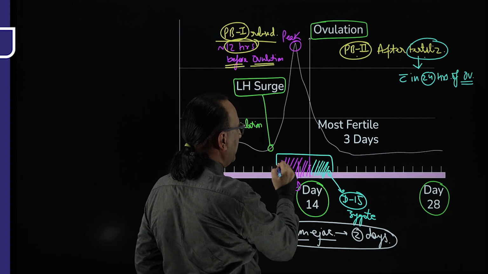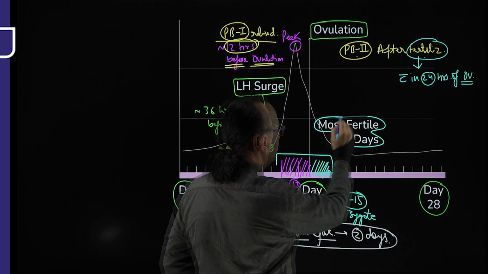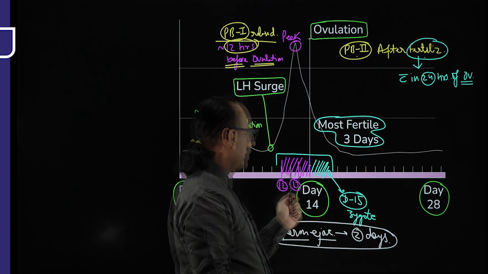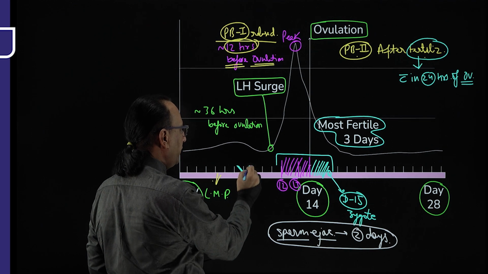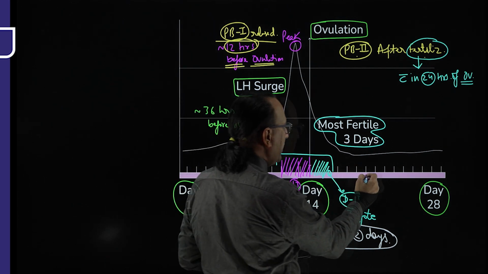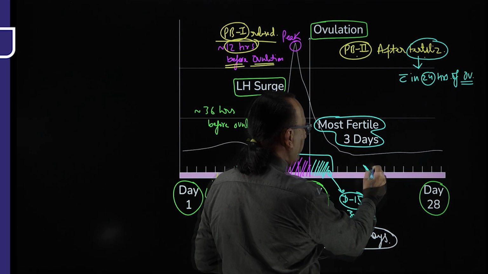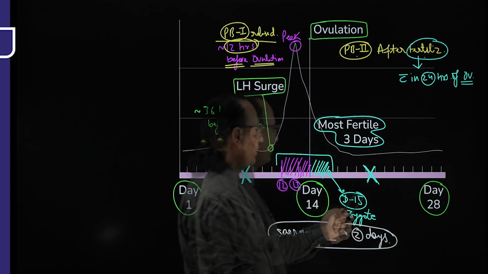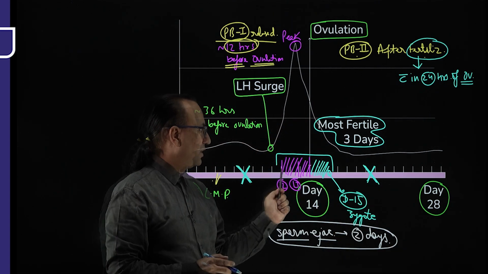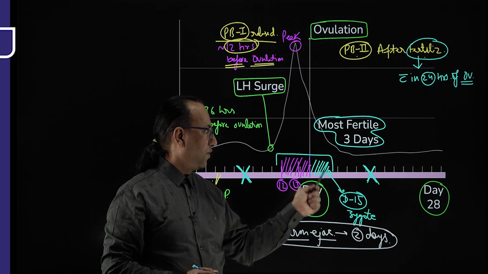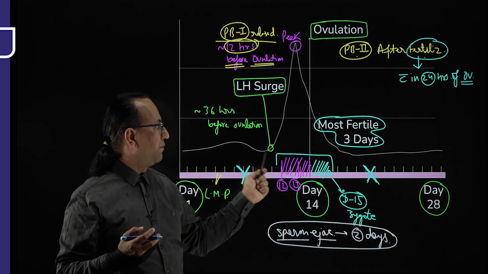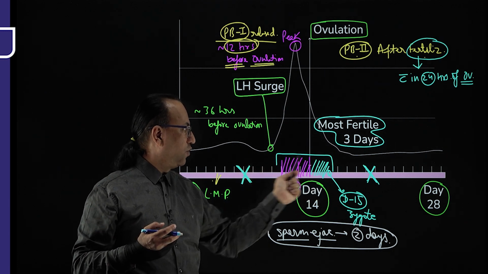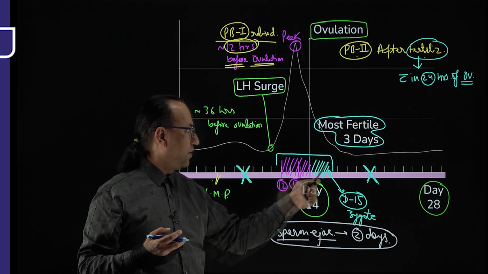This is going to be the most fertile 3 days around the day of ovulation. If the sperms are ejaculated before that period, no chance of fertilization, or after that period, no chance of fertilization. Fertilization occurs only if this narrow window period, the most fertile 3 days, is followed. Actually, the lady is given an LH kit, and when the LH kit becomes positive, she is supposed to undergo copulation to increase the chance of fertilization.